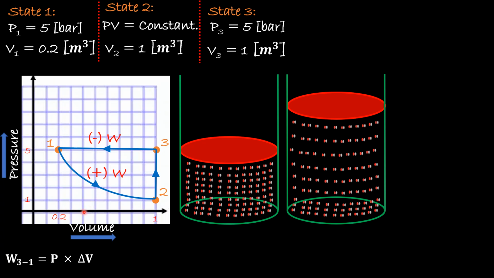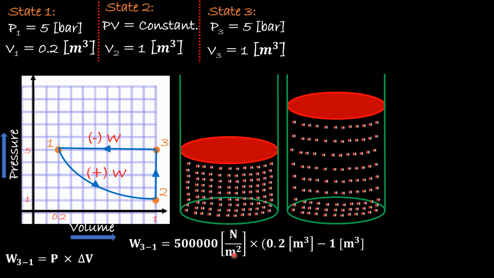So now let's find the work from state 3 to state 1. It will be pressure times change in volume. Pressure is 500,000 Newton over meter squared, and that's the change in volume, the final volume minus the initial volume, and that will give us a negative 400 kilojoules. So that's how much work the piston needed to do in order to take the gas molecules with a 5 bar pressure back to its original volume of 0.2 meter cube.